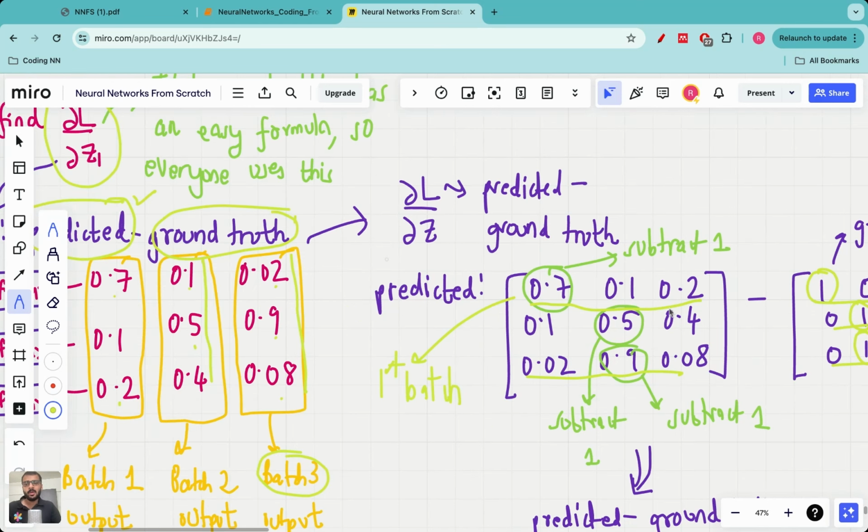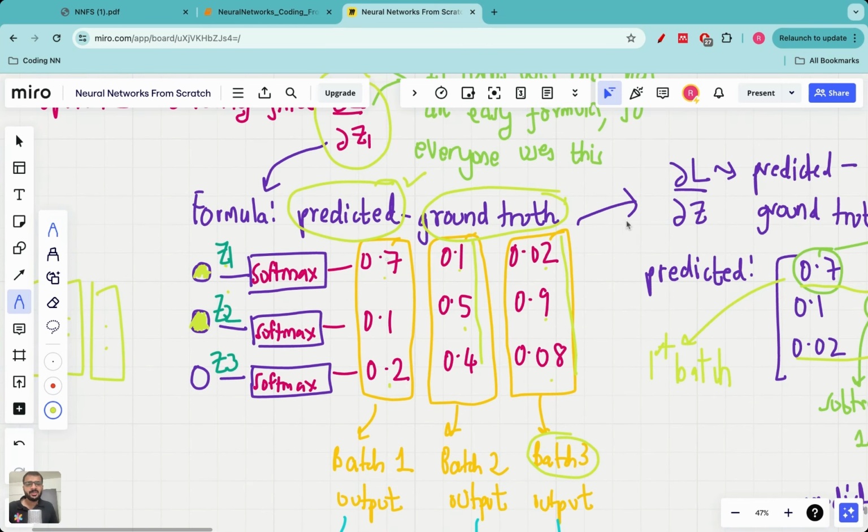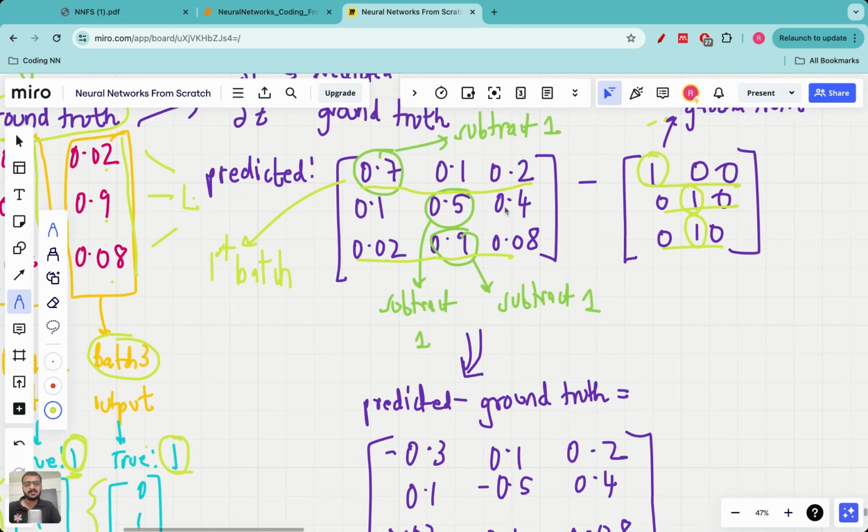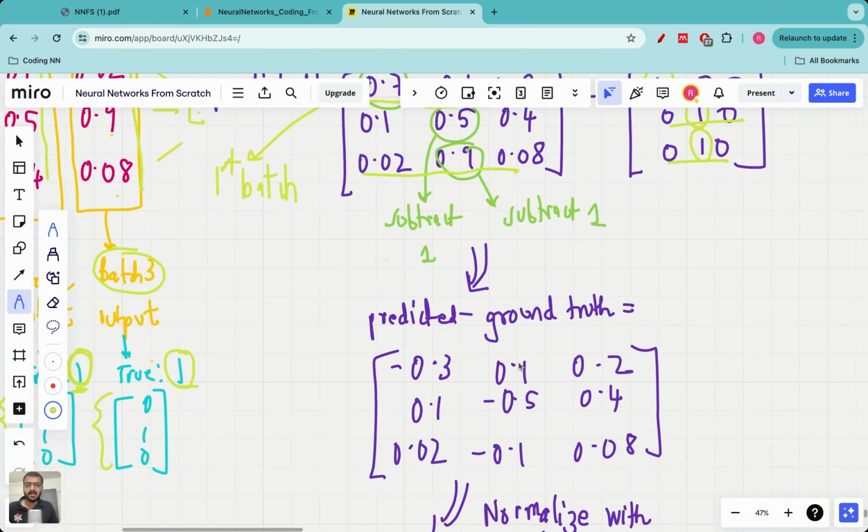So what this formula actually tells us is to find the partial derivative of the loss, which comes after all of these, that's the cross entropy loss. To find the partial derivative of loss with respect to z1, z2, and z3, all we need to do is take the difference of these two matrices. So what we will do is subtract the ground truth, which is the second matrix, from the first matrix. And when you do this subtraction, you will get the answer like this.